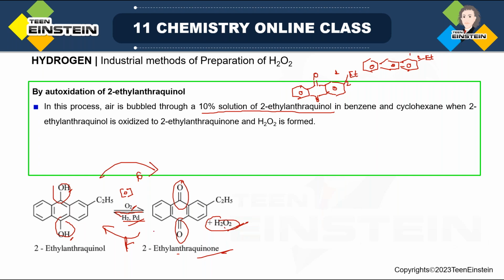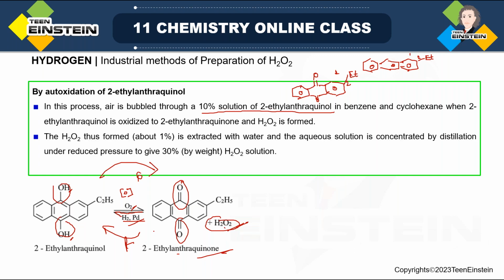So first it is oxidized to 2-ethyl anthraquinone, and H2O2 is formed. Now H2O2 thus formed, it is 1%. See, we are always expressing it in terms of percentage, so it is always in solution. Remember in the Marx process we have seen it is 30%, then we have seen it is 5%. Now we are seeing it is 1%. So a very dilute solution. If you are a little bit confused, don't worry. We'll also discuss how the concentration of H2O2 is represented, in a separate detailed discussion. Right now, just focus on this. H2O2 thus formed is about 1%.